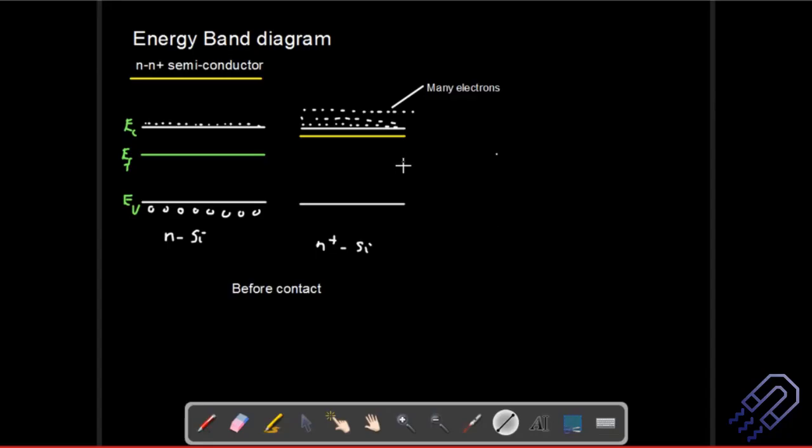Now, what happens if we make the contact? I actually want to make the contact, and I'm going to see what happens after we make that contact. So this is before. Now what happens after? So let me just draw it first, and probably after that I will explain it to you.